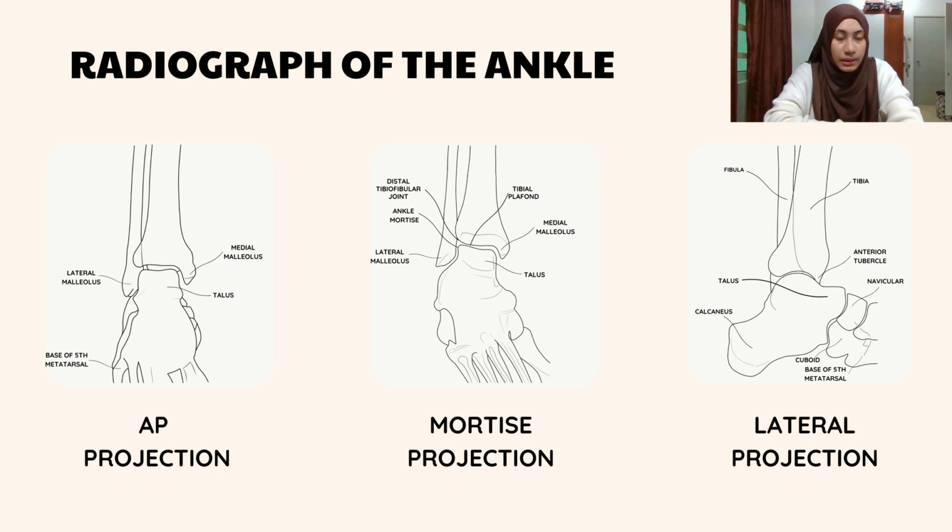And lastly, in the lateral projection, we can see the tibia, fibula, anterior tubercle, navicular, base of the fifth metatarsal, cuboid, calcaneus, and the talus.